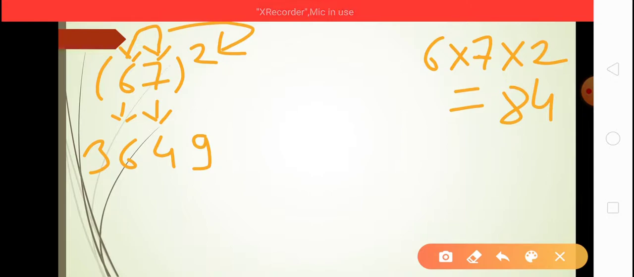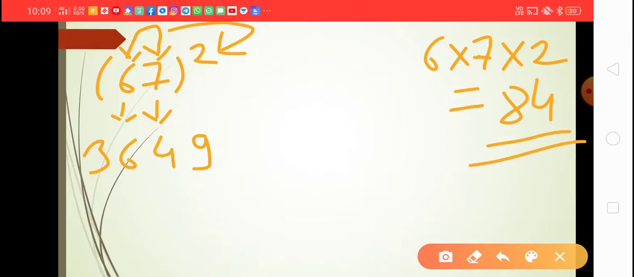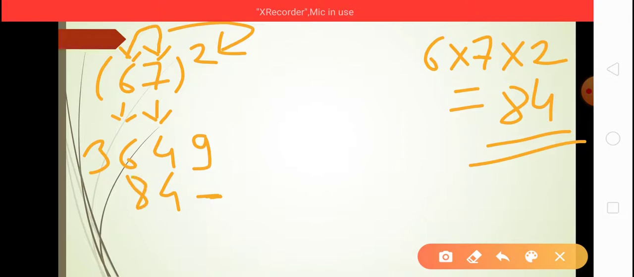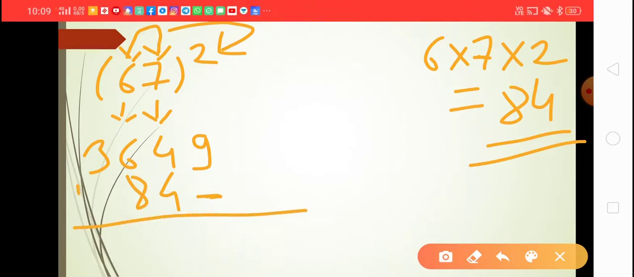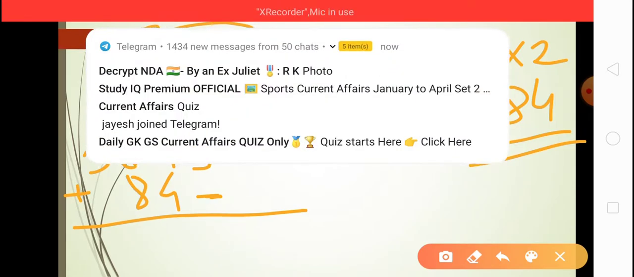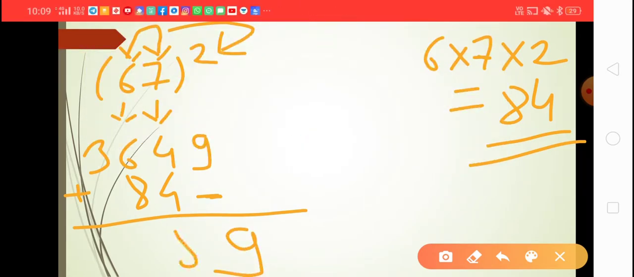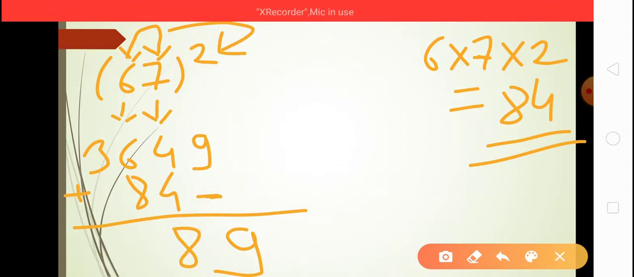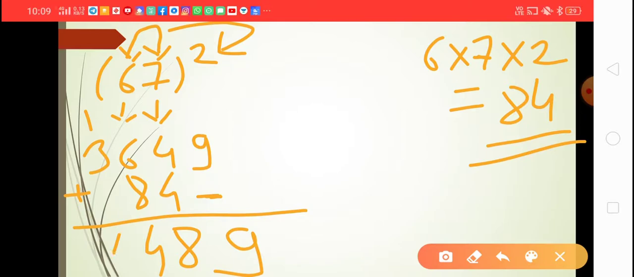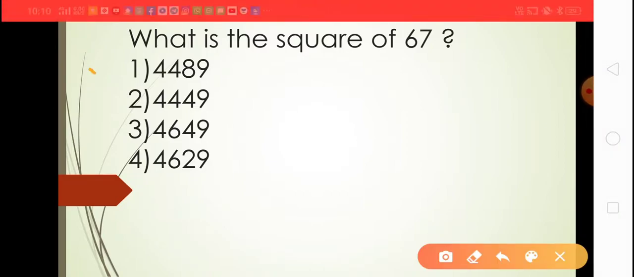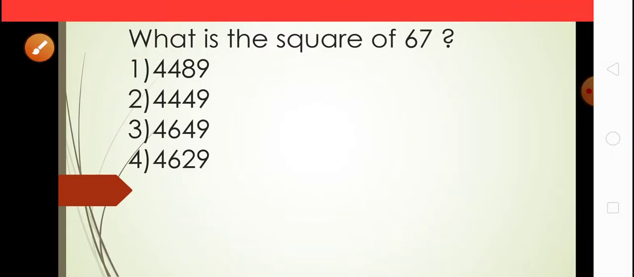Then we have to write this 84 here, excluding the unit position. We have to start writing from the 10th position. We have to exclude the unit position, and after that simply add these numbers. It becomes 9, then 8, 6 is 14, 12, carry 1, it becomes 4. So our answer comes out to be 4489. So the square of 67 is 4489. So our option number 1 is correct.